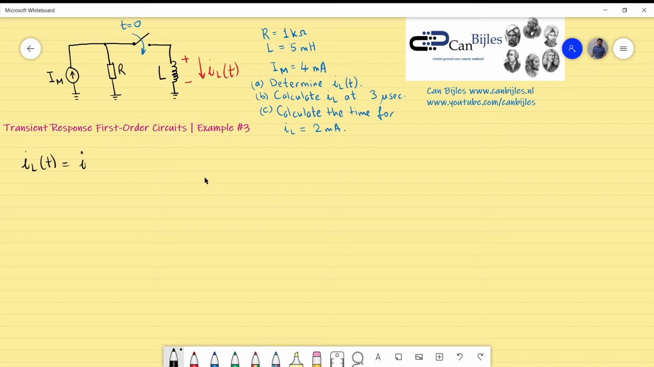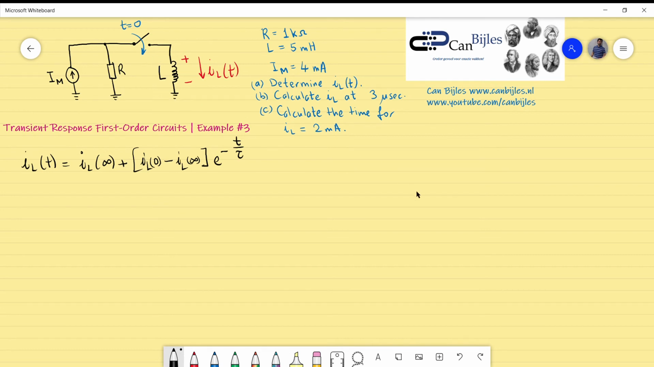So we say the inductor current is equal to the inductor current steady state value plus the inductor current initial value minus the inductor current steady state value times e to the power minus t divided by tau. So as you can see, again, we have three parameters: the steady state value, initial value, and the time constant tau. Okay, so what is actually the initial condition here, and what is the final condition or the steady state condition, what is the tau, the time constant?